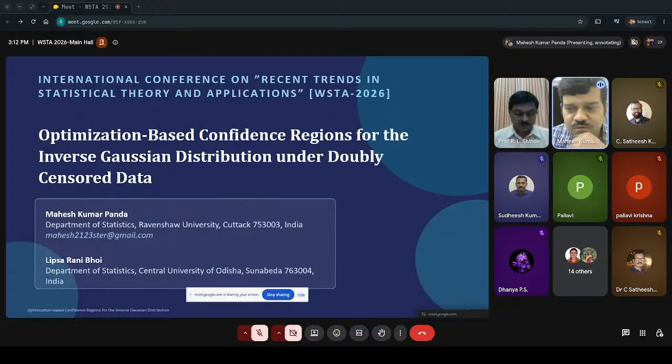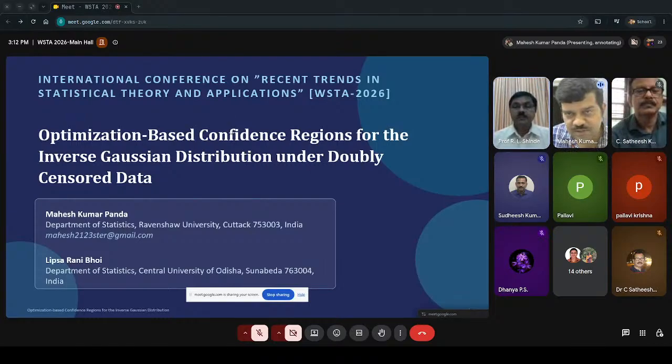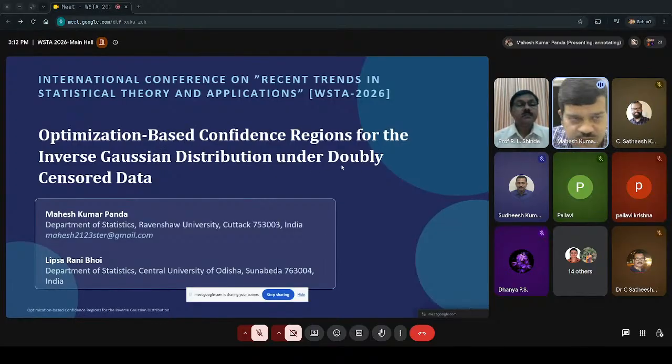I thank the organizing committee for giving me the opportunity to present my current work on optimization-based confidence regions for the inverse Gaussian distribution under doubly censored data. This is a joint work with my collaborator from Central University of Odisha.